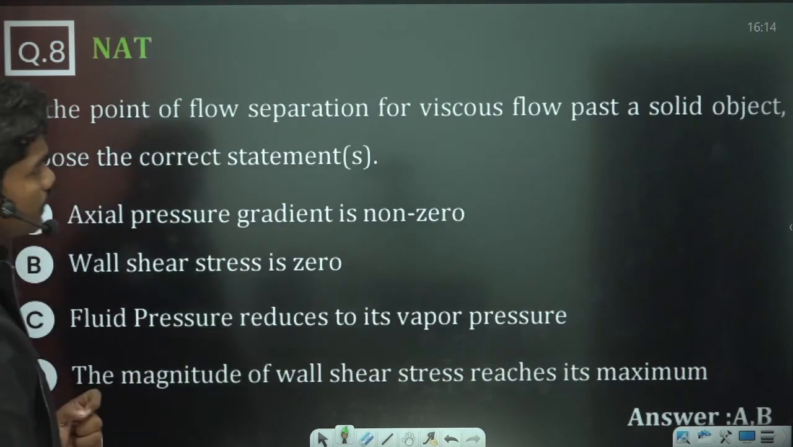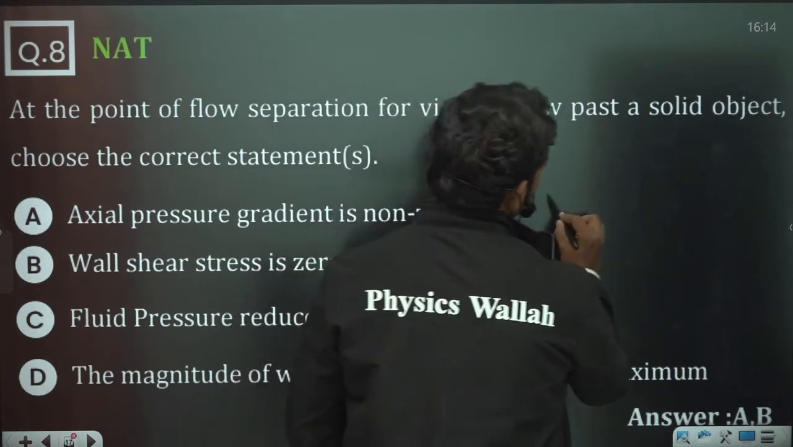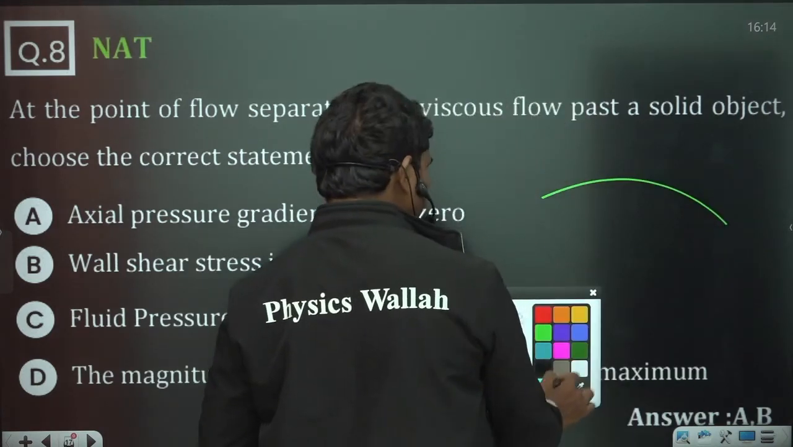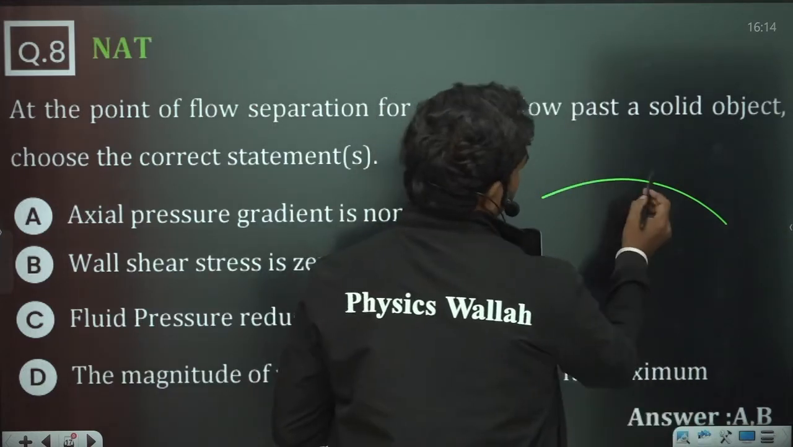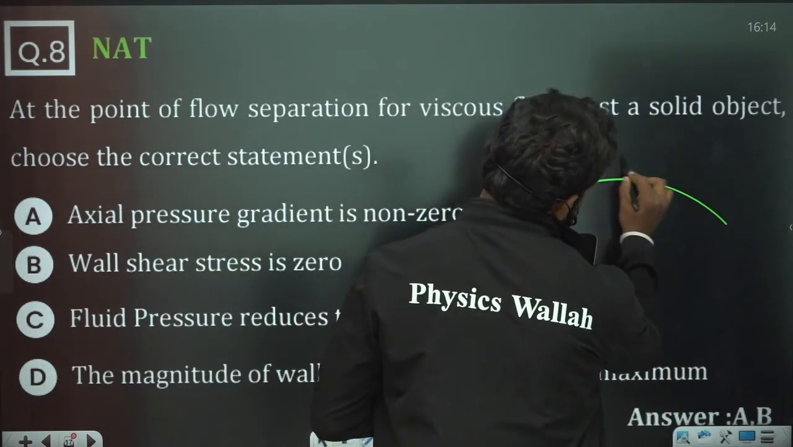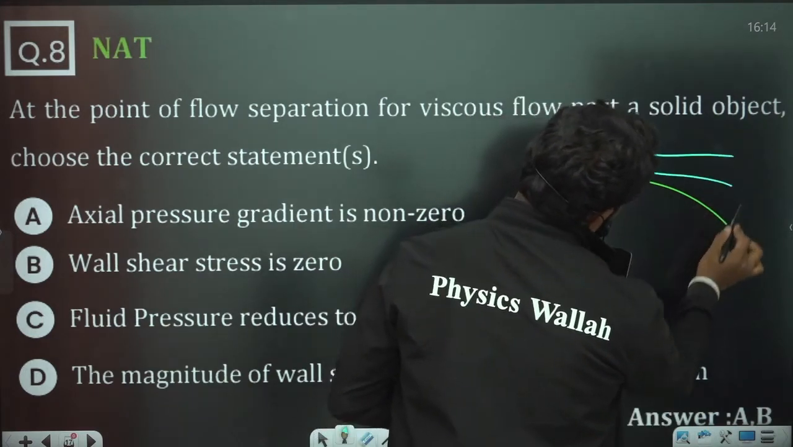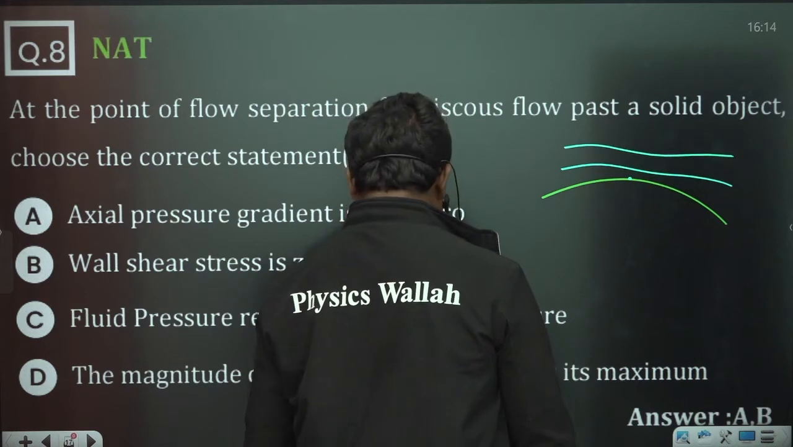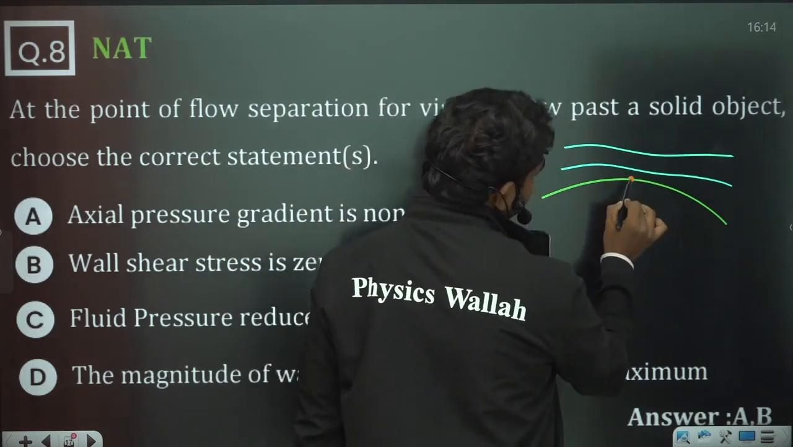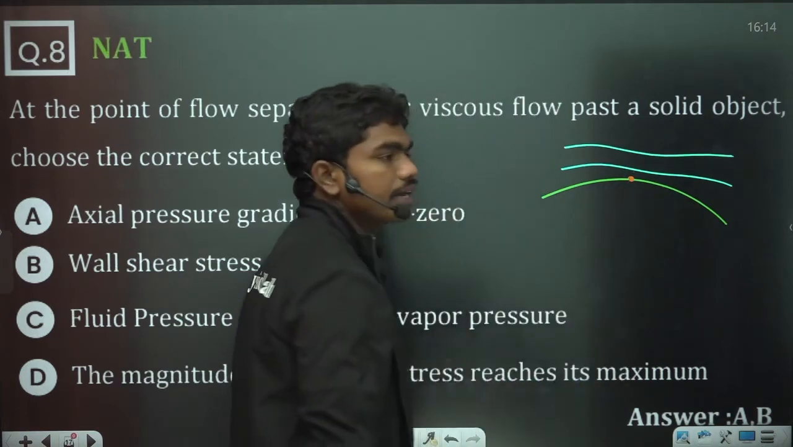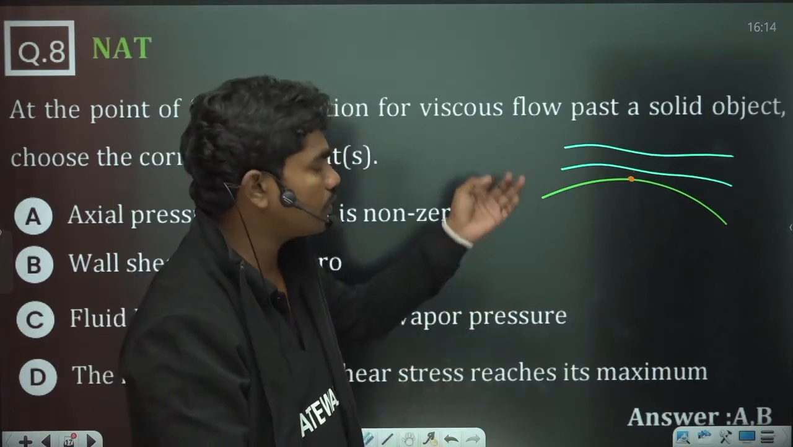At the point of flow separation for viscous flow past a solid object, choose the correct statement. So let us suppose there is some solid object like this. At the flow separation point, the flow is getting separated like this. In such cases, first tell me one thing, whenever the flow got separated, then definitely there is no contact between the solid and the liquid, correct? Because the flow has already got separated. So when flow got separated, there is no contact between the solid and the fluid.